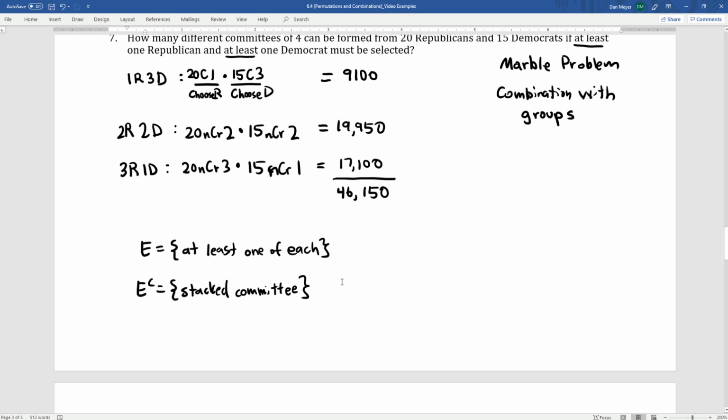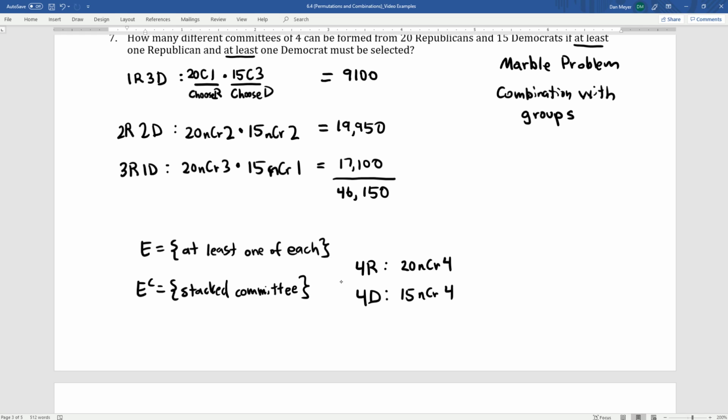The complement event can be split into 2 cases, the 4 Republicans case or the 4 Democrats case. And I guess if you wanted to say 4 Republicans, 0 Democrats, you could do that. But let's just think about it this way. If I want 4 Republicans, I just got to pick from the Republicans. I don't even have to do anything with the Democrats. So we got 20, choose 4. If I want all Democrats, I can do 15, choose 4.